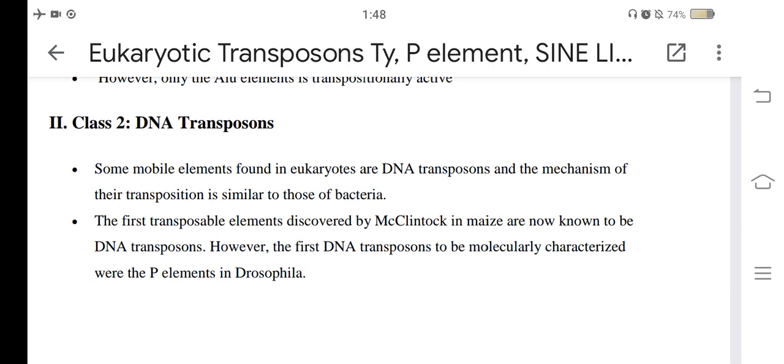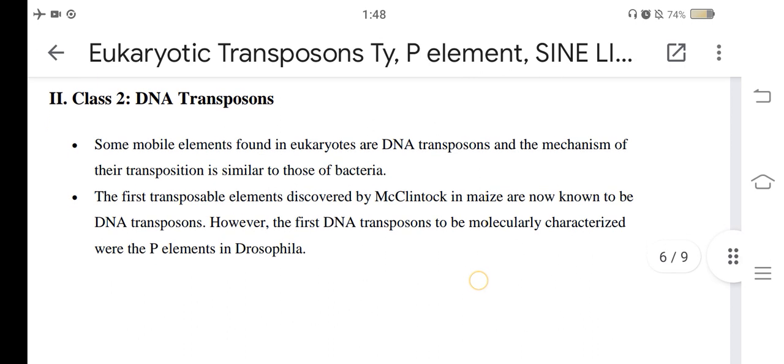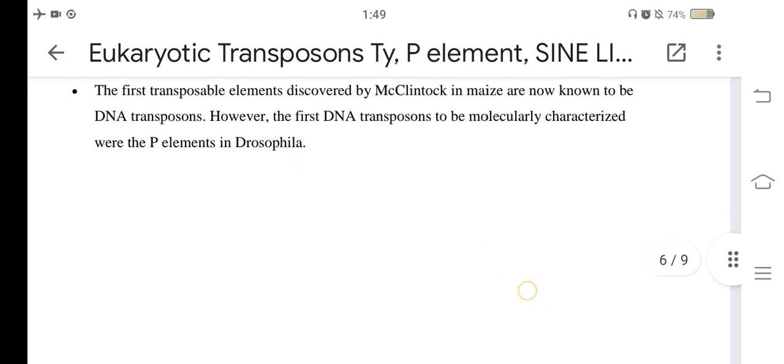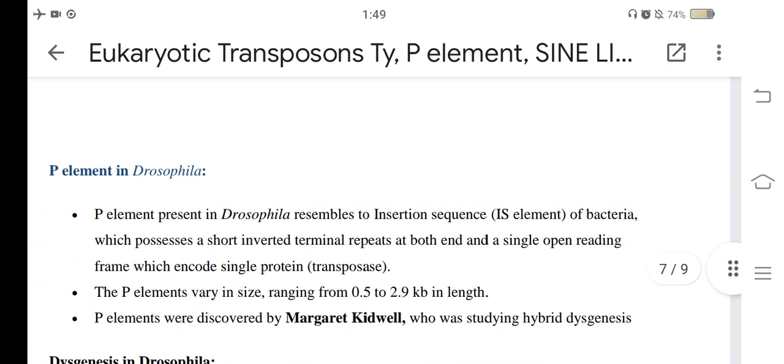Class 2: DNA transposons. Some mobile elements found in eukaryotes are DNA transposons, and the mechanism of their transposition is similar to that of bacteria. The first transposable element discovered by McClintock in maize is now known to be a DNA transposon. However, the first DNA transposons to be molecularly characterized were the P elements in Drosophila.